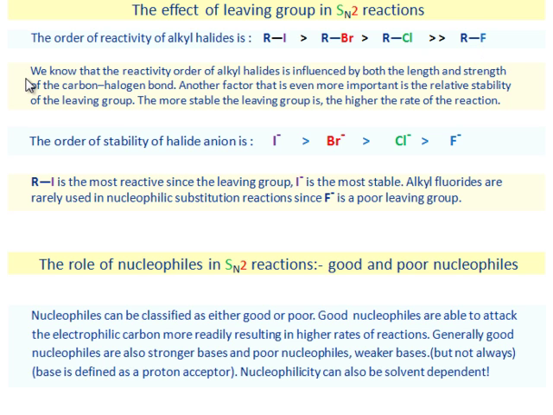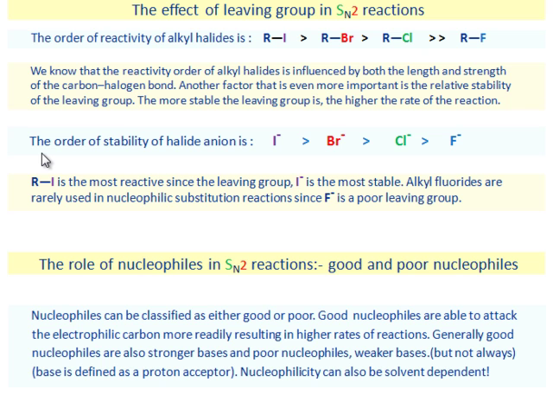We know that the reactivity order of alkyl halides is influenced by both the length and strength of the carbon-halogen bond. Another factor that is even more important is the relative stability of the leaving group. The more stable the leaving group is, the higher the rate of the reaction.